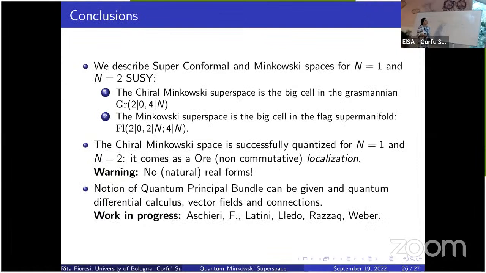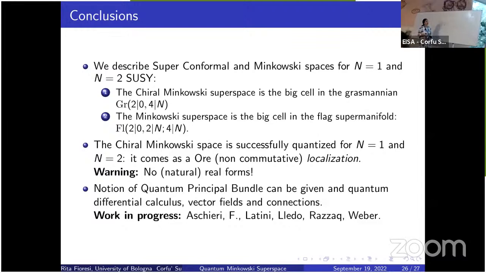So let me draw conclusions. We described successfully super conformal and Minkowski spaces for n equal one, but for chiral in the Grassmannian. The Minkowski superspace we try with the flag with this trick of quantum section, but we are unable to give a full description. We just give a little bit of an indirect description. That is something we would like to do better.